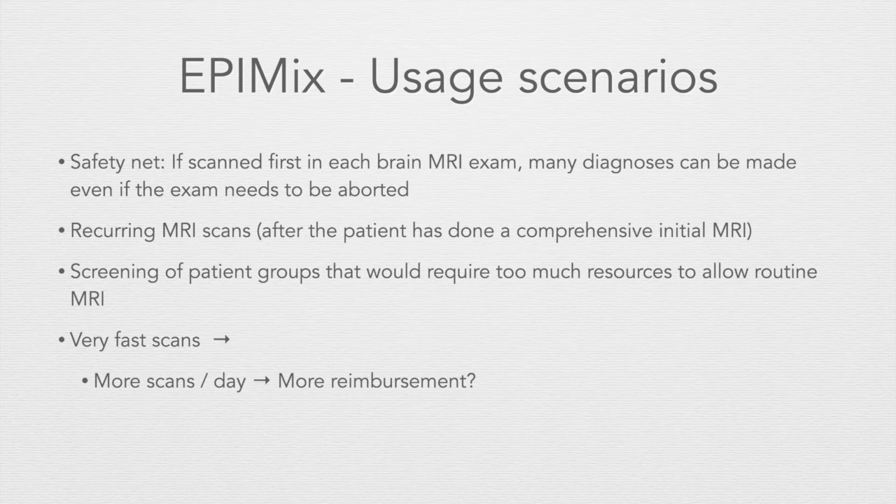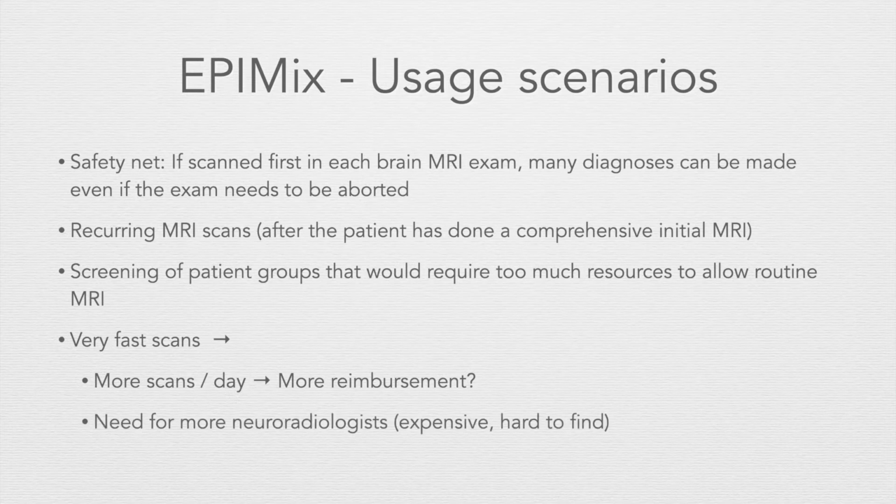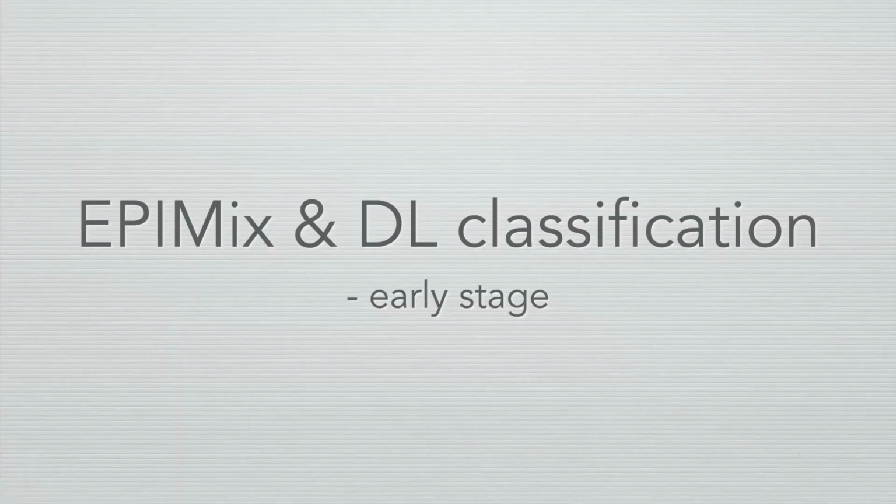If you think of reimbursement, you want to get more as a department, a hospital, you can bill more. But it also means that you need more neuroradiologists, and they are expensive, they have a high salary, and they are hard to find. So that is why we have now also attempted to start to learn ourselves a bit more about deep learning, about deep learning classification.